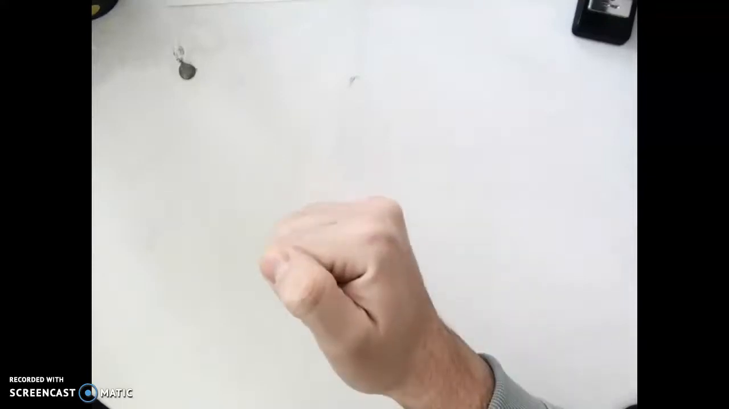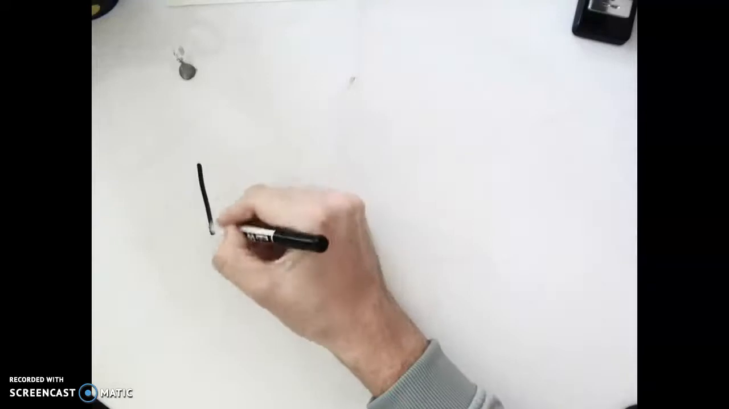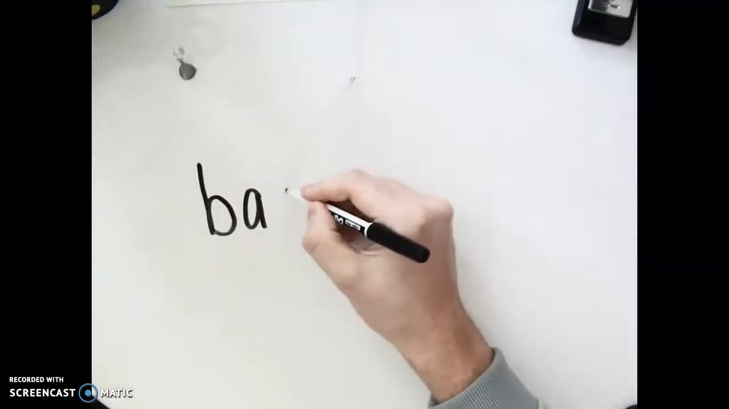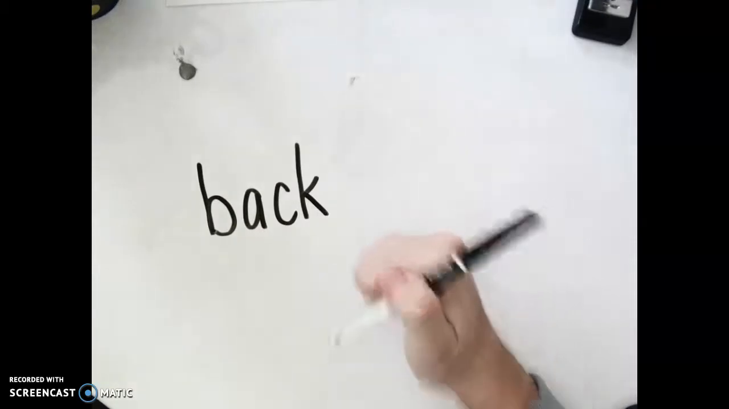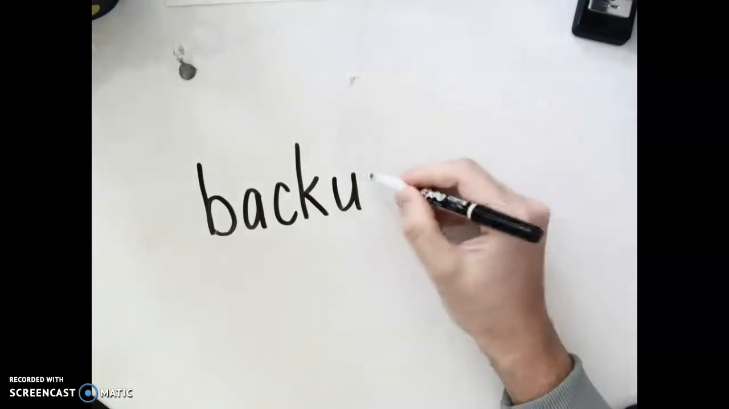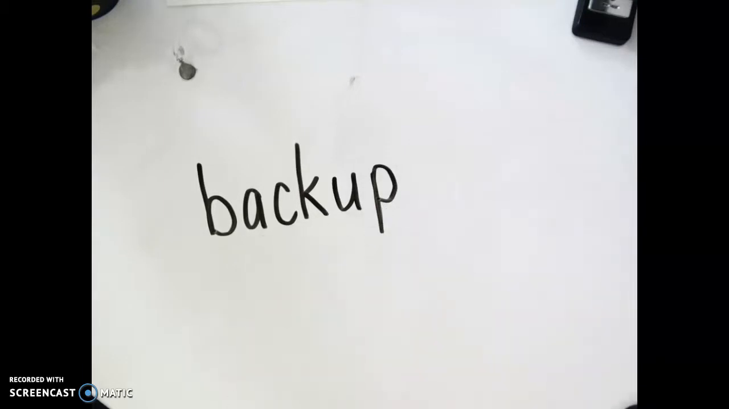Let's look at some 2-syllable words with CK. The first word is back up. Back up. I'm going to write the first syllable, back. B, a, k, back. The second syllable, up. U, p, up. Now I have the word back up.